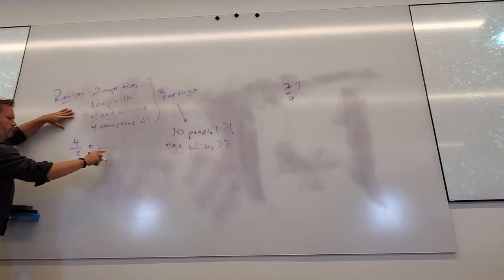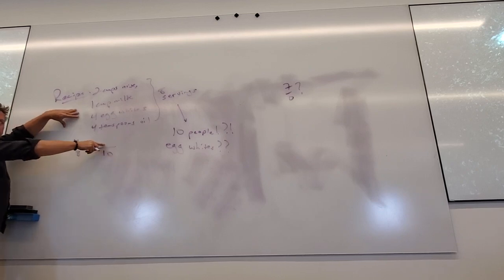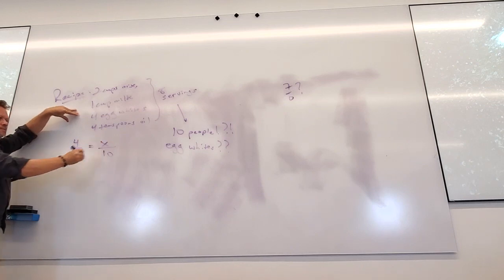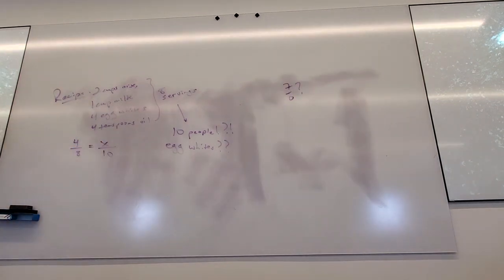How many servings do I want to have? 10. And I don't know how many egg whites that would lead to. Does this look familiar to anybody? This kind of idea? 8x equals 40. Yes. Okay.